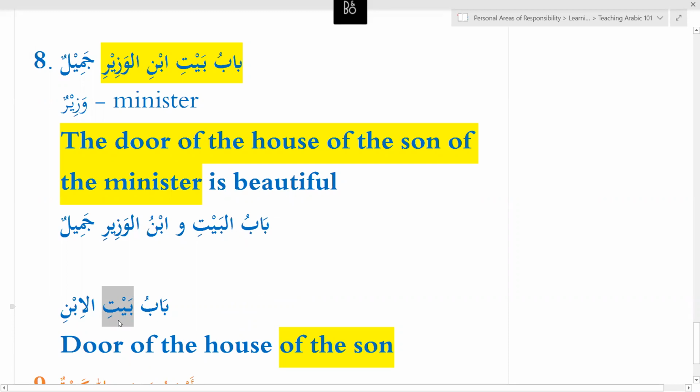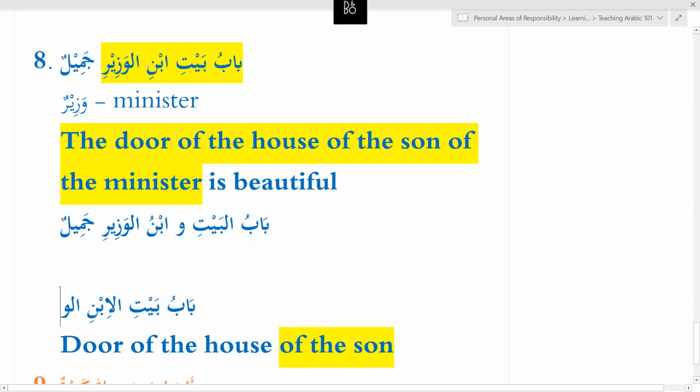Need to remove the al. Yeah, need to remove the tanween. Yeah, I understood that part. Now when I say son of the minister, I have to do this again. Minister is wazir. Okay. So again, when idafa comes, therefore the al should be removed.